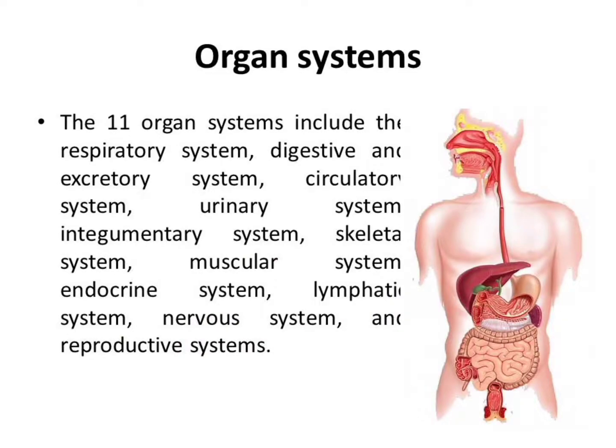Organ systems. The 11 organ systems include the respiratory system, digestive and excretory system, urinary, circulatory system, integumentary system, skeletal system, muscular, endocrine system, lymphatic system, nervous system, and reproductive systems.